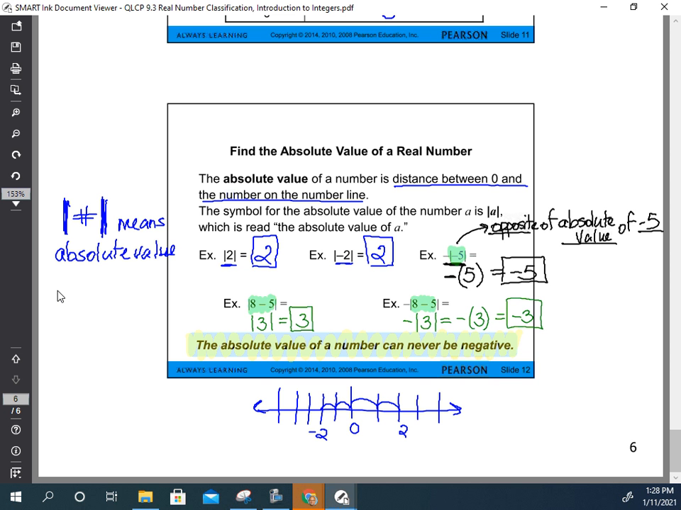All right. Any questions on section 9.3 before we wrap this on up?